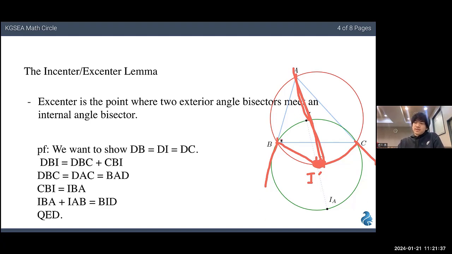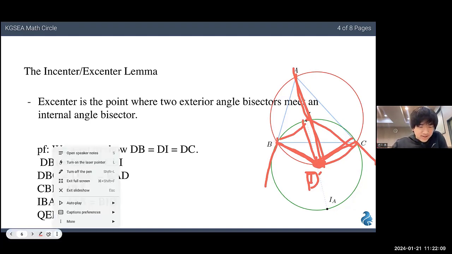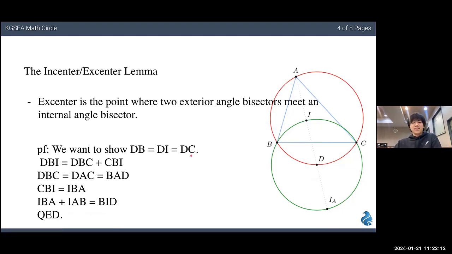And the reason for this is that if we want to show that this is a circle, we have to show that I prime, let's call this D, DB is the same as DI and DC. The way we show this is by finding the angle of IBD and showing that it is the same as, let me just erase the annotations because it's kind of getting in the way. We want to show that DBI is the same as BID.